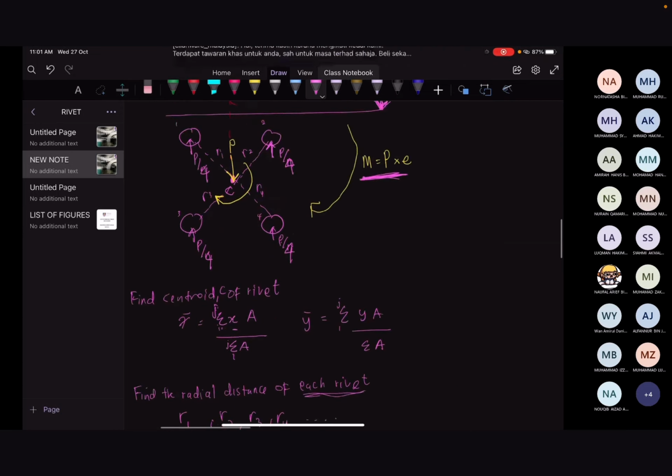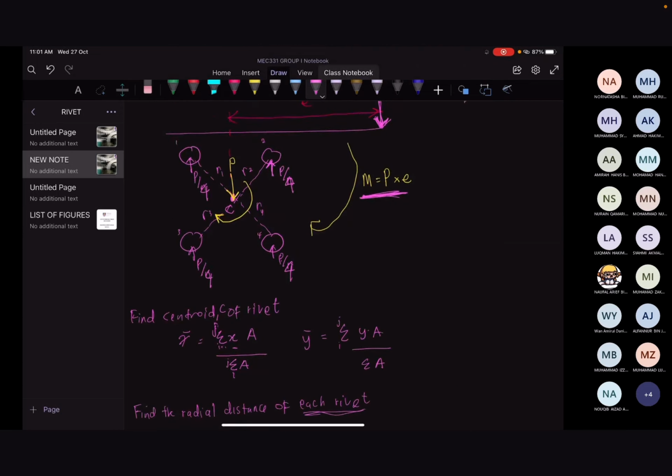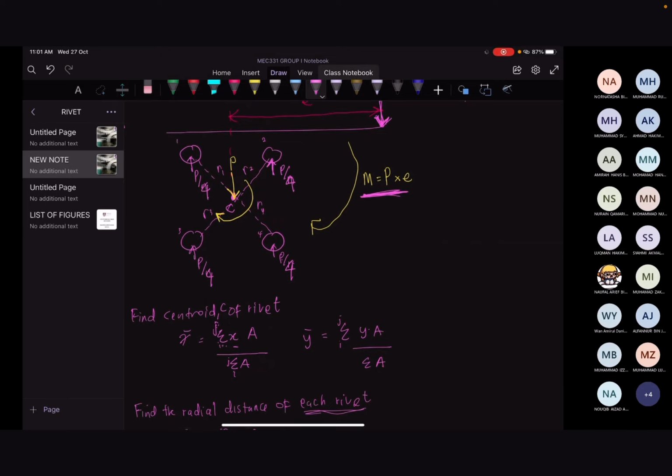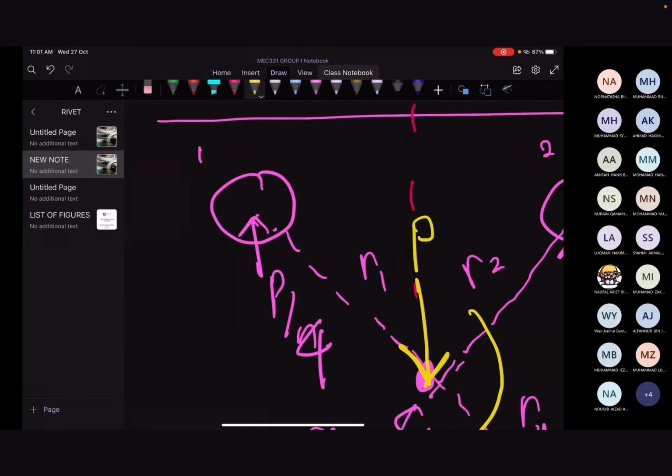So kita tengok. Okay, dia punya moment is clockwise. Dalam case ni, the moment is clockwise. So, forces yang dekat 1 ni, dekat rivet number 1, kena produce moment yang anti-clockwise. Okay, so macam mana kita nak produce moment dekat rivet 1 ni?